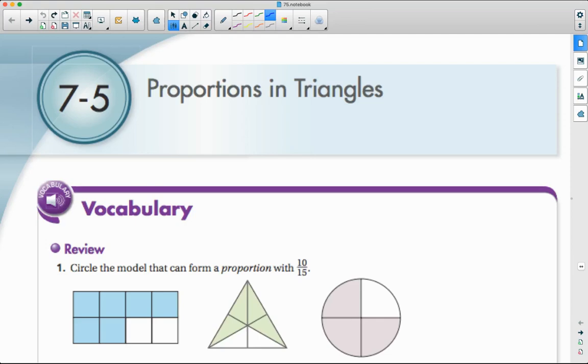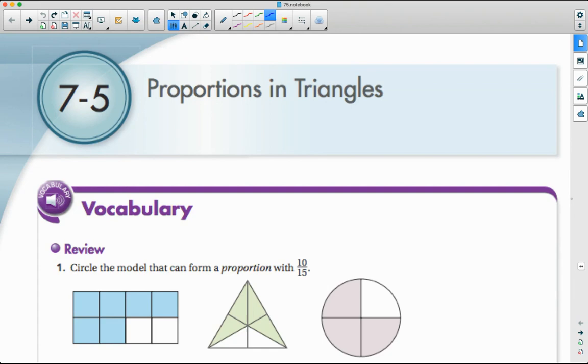All right, geometry students, here we are for section 7.5, the last section that we'll be covering in chapter 7. So let's go ahead and get started on the vocabulary that you already finished before you pressed play on the video.